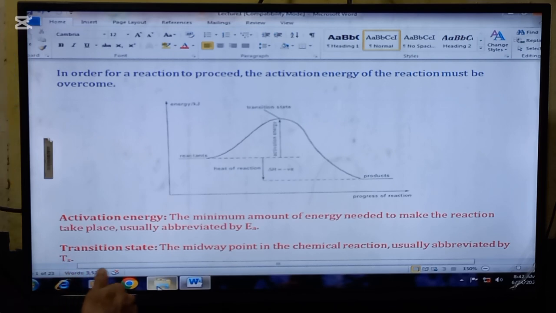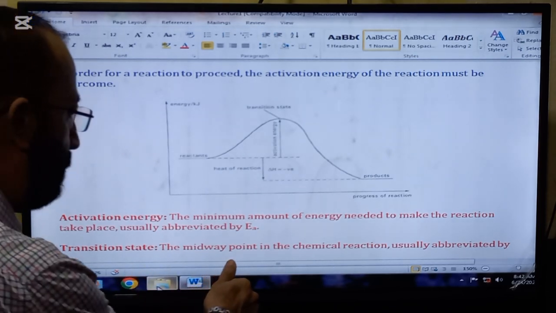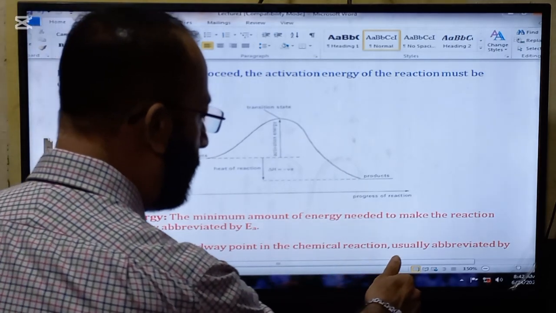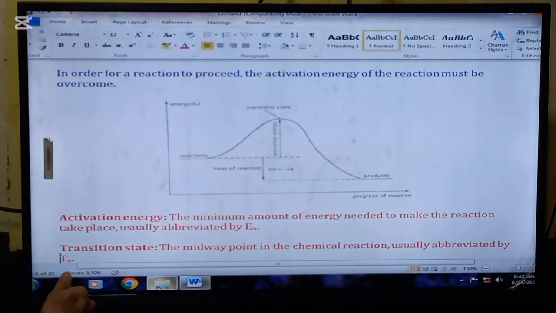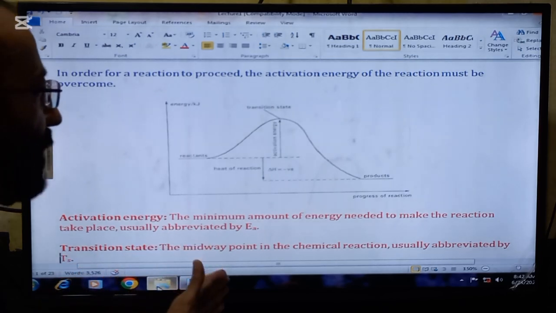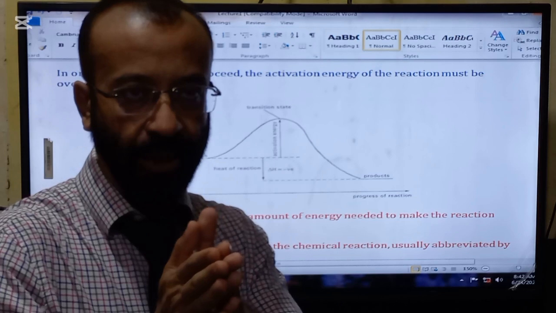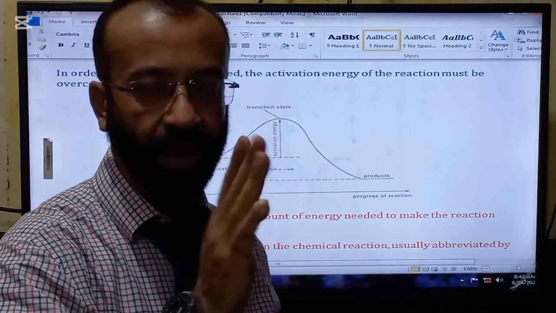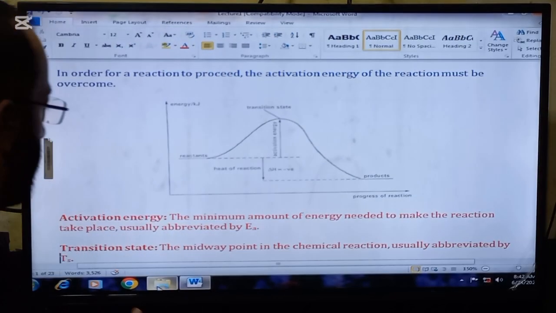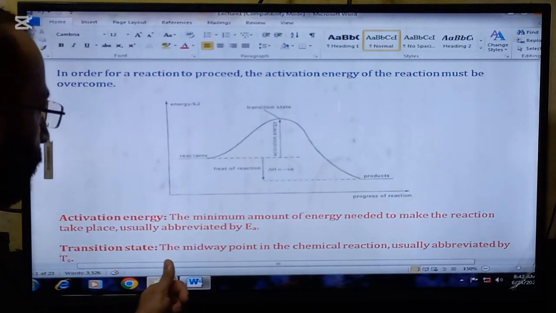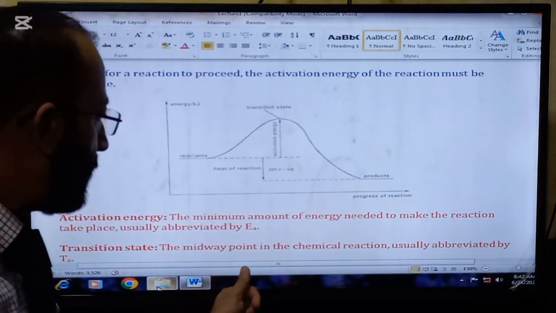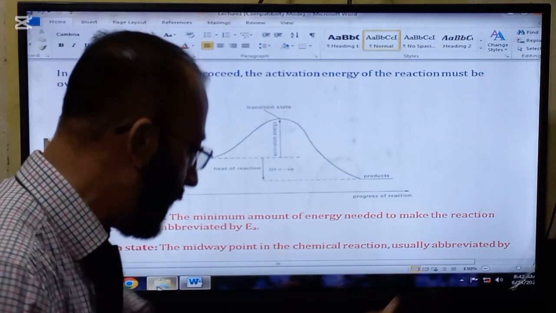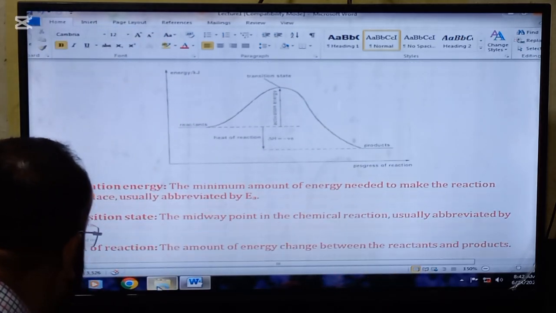Next definition is transition state: the midway point in the chemical reaction, usually abbreviated as TS. S stands for state and T stands for transition. So this is the midway point in the chemical reaction. When the reaction is exactly at the middle point, that state is called the transition state. The midway point in the chemical reaction, usually abbreviated as TS.